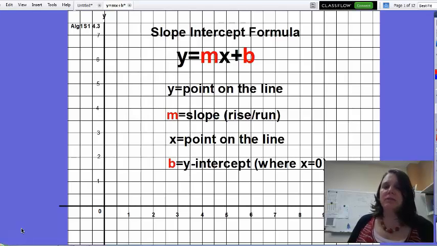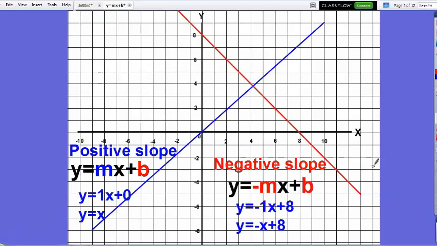M is your slope. And slope is the rise over run, which would be the change in your y value divided by the change in your x value. And slope is usually defined as a fraction. B is the y-intercept, and that is a point that you're going to know where it is on your line. And that is where x is equal to 0, which would be where the line actually crosses over the y or your vertical axis.